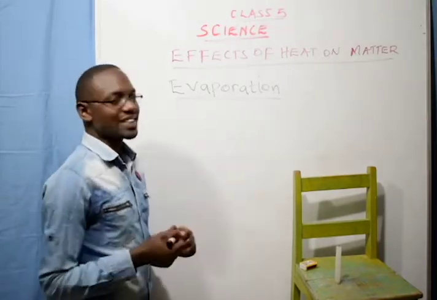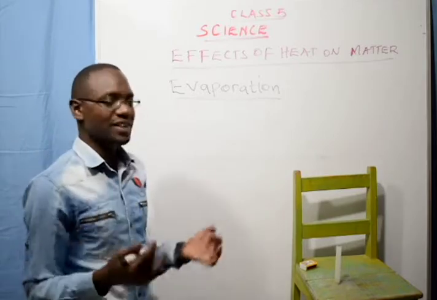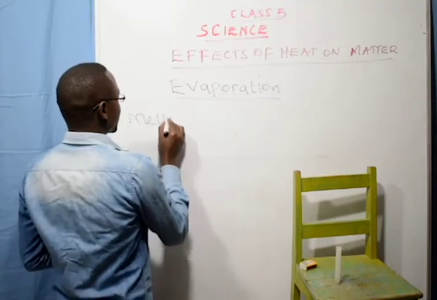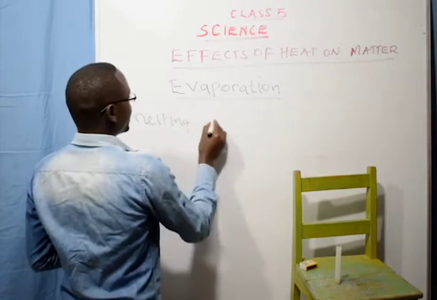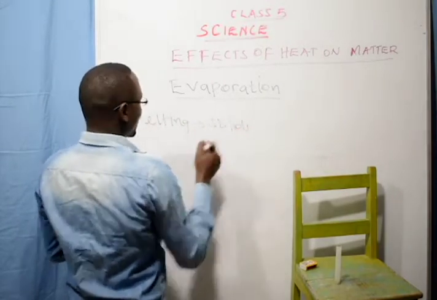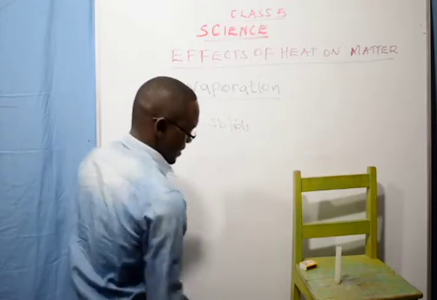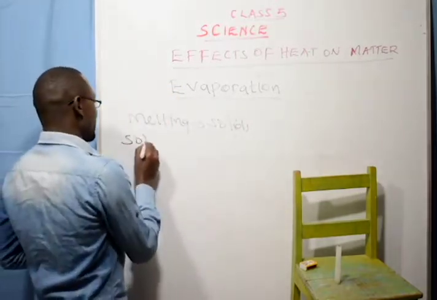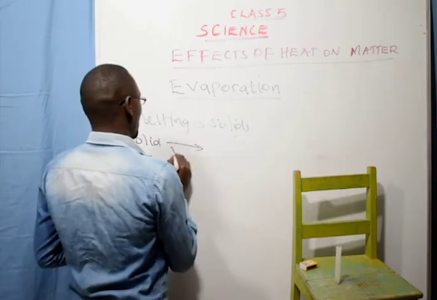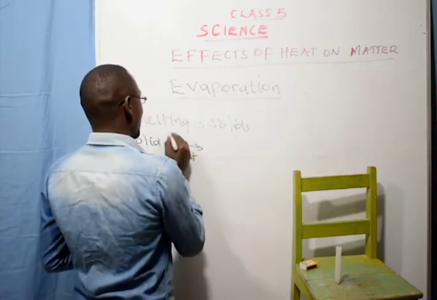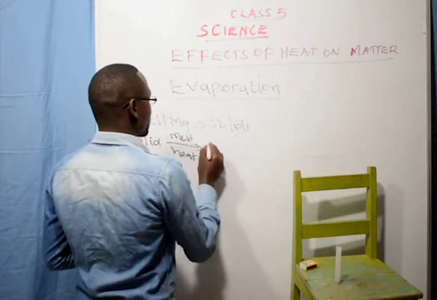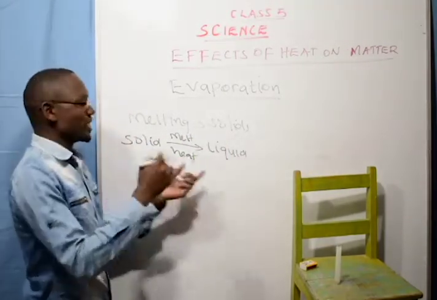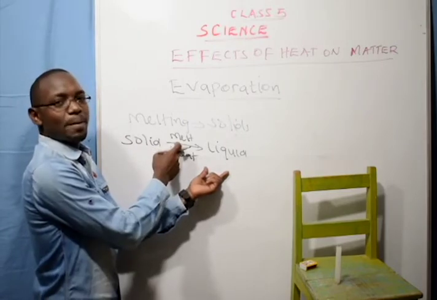So we say that once we expose solids to heat, they melt. Melting is especially in solids. Once you heat solids, they melt. So once they melt, what do they change to? Once a solid is heated, it will melt and become a liquid. So you can change a solid to liquid through a process called melting.